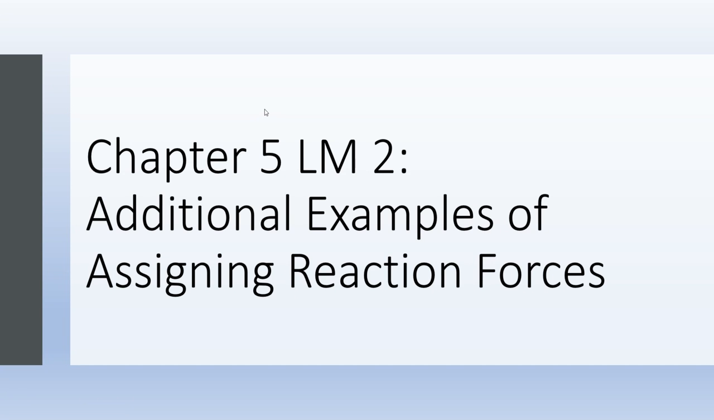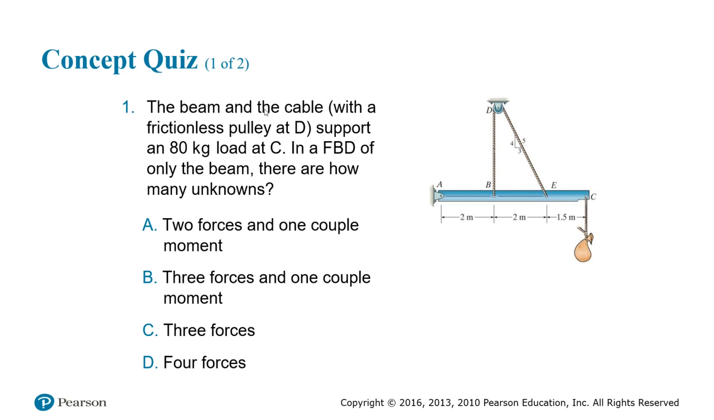So for this learning module, I just wanted to do a couple more quick examples showing how you assign your unknown reactions in these rigid body equilibrium problems. So for the first example, here we have a beam. It's supported by a pin connection at A, along with a cable, which is connected both at B and E.